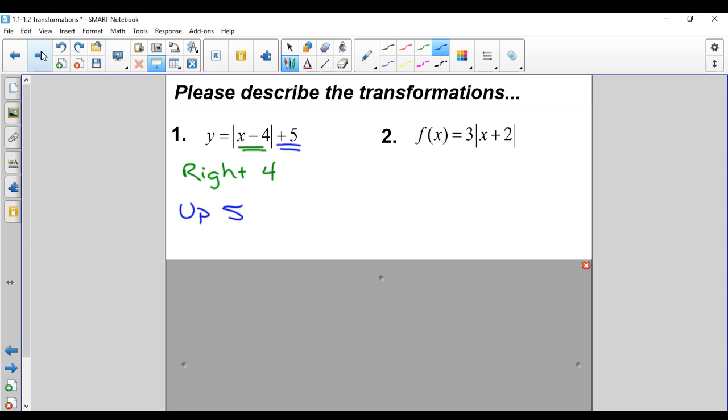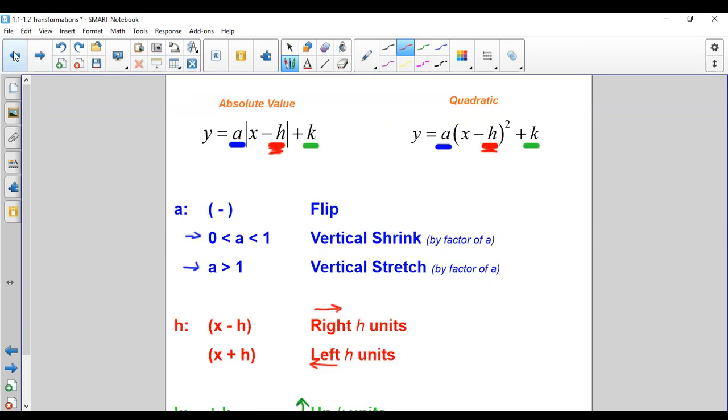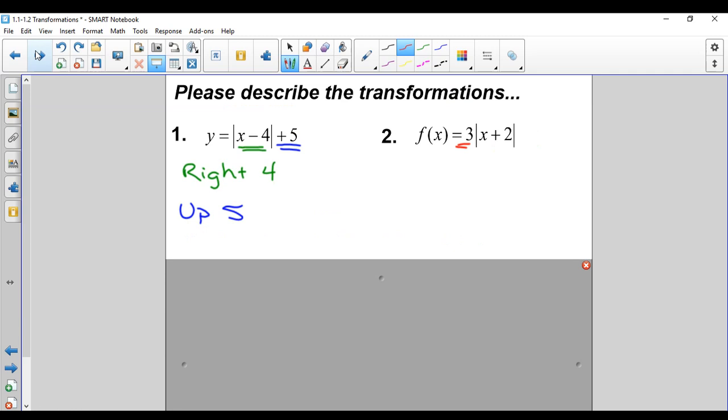Number 2, f of x equals 3 times the absolute value of x plus 2. This time we have a number out front. The number out front is 3. If we look back here, a value bigger than 1, we have a vertical stretch. I'm okay if you just tell me the fact that there is a stretch.